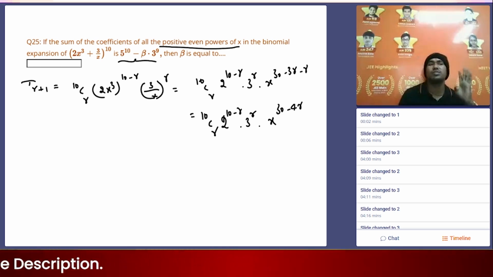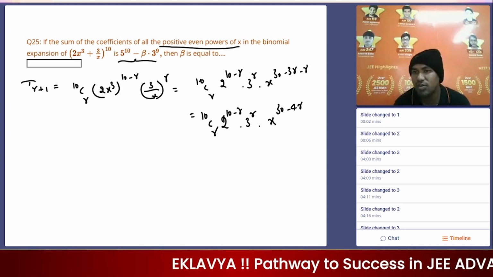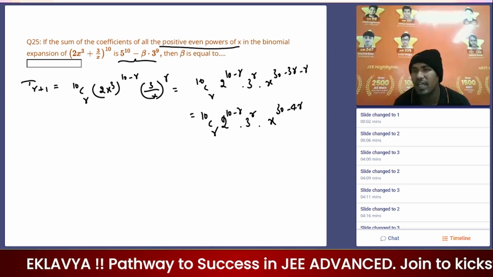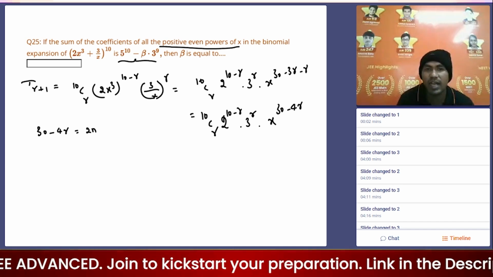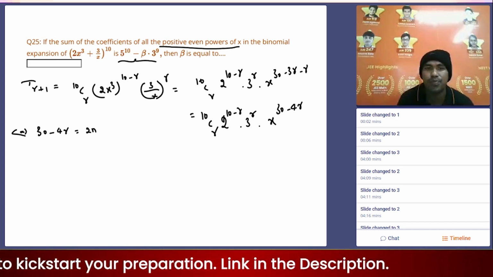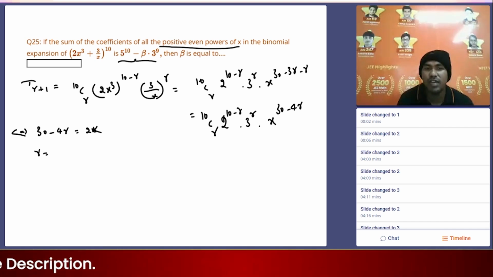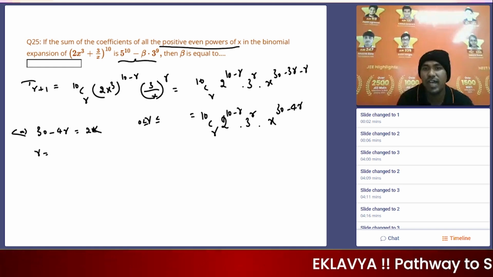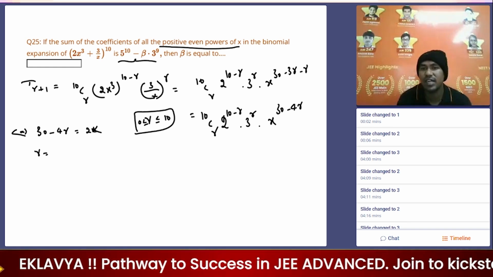Positive even powers means 0, 2, 4, 6, 8 and so on. That means 30 minus 4R has to be an even power we need to get. So 30 minus 4R has to be a multiple of 2, right? Now R values we are fixing. What condition do we have for R? R condition we are having is from 0 to 10 because of nCr. This is the condition, right?